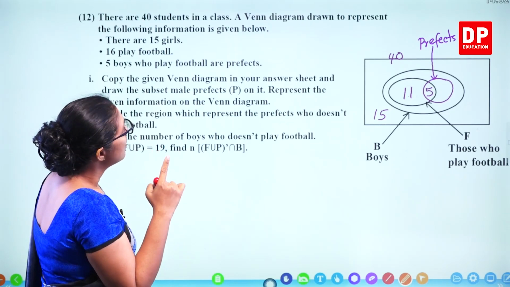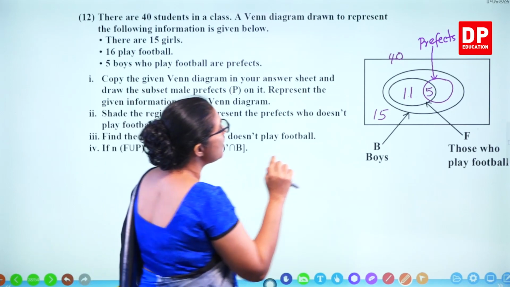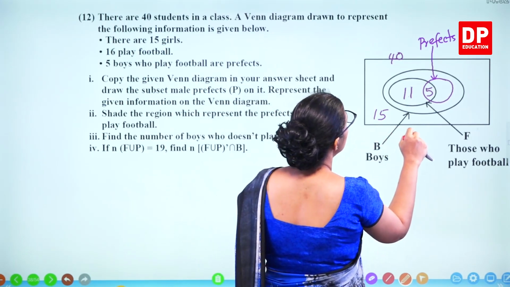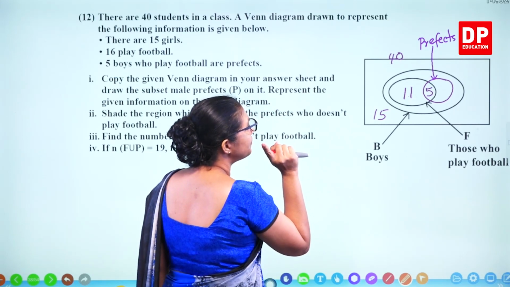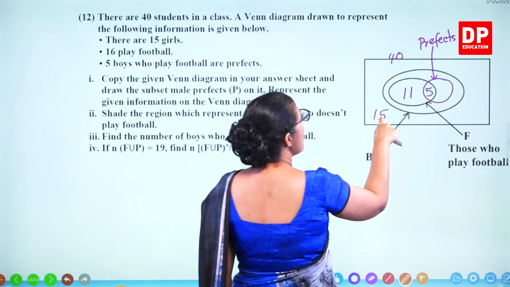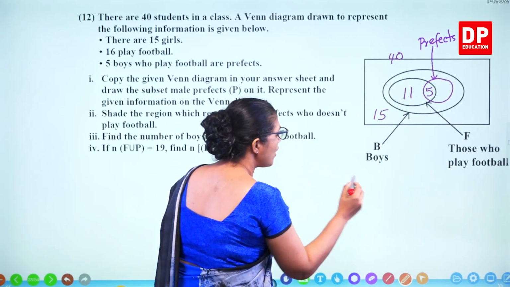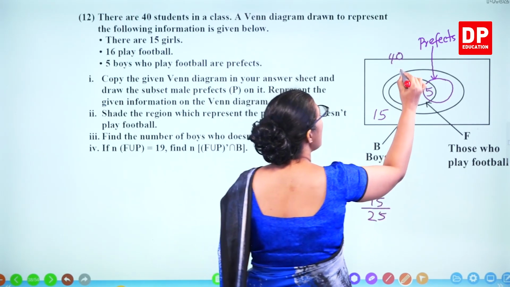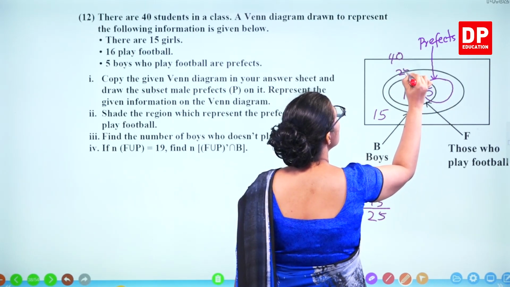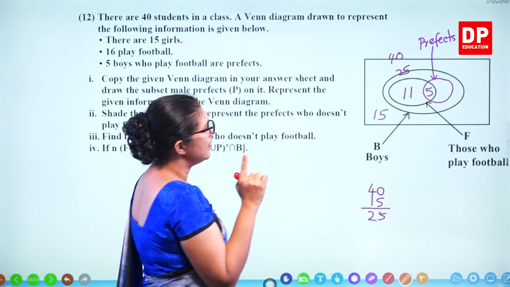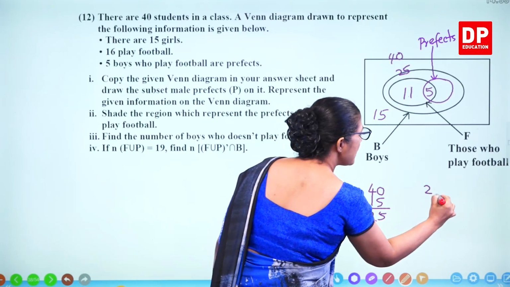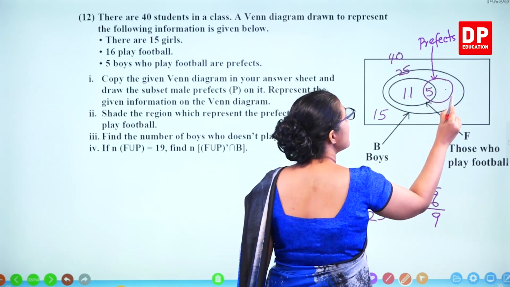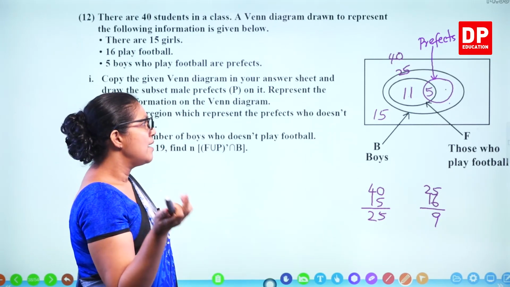Now, can we mark the other information? We know that this is 5. Can we find out the other values? When you add it, just add and see. If there are 15 girls here, how many boys are there? 40 minus 15, 25 boys. So if you take the boys one, this should be 25. Check whether 25 is there. 11 and 5, 16. 25 minus 16, 9. That means 9, either you can get this part and this part, both 9. But we can't fill that. We know the total is 9.